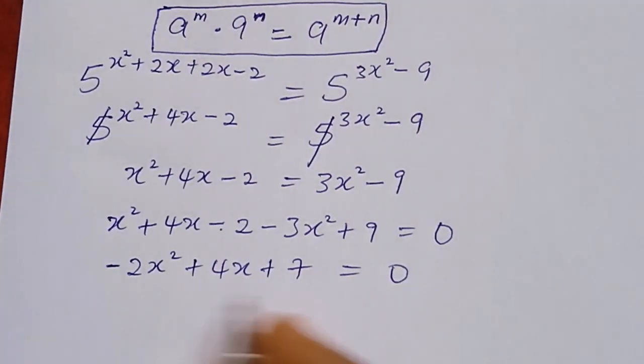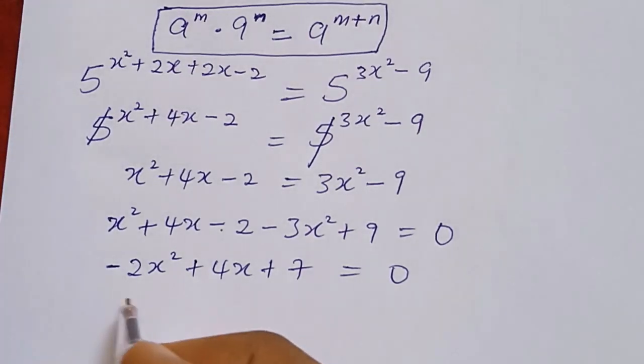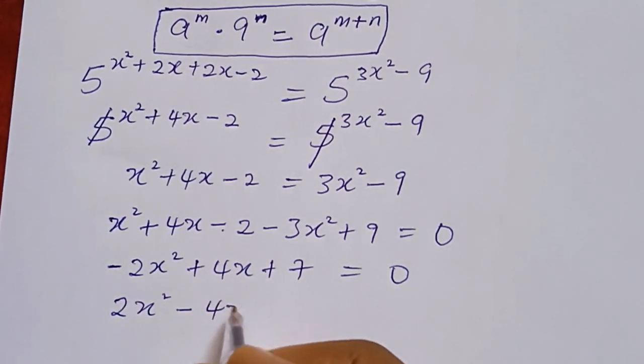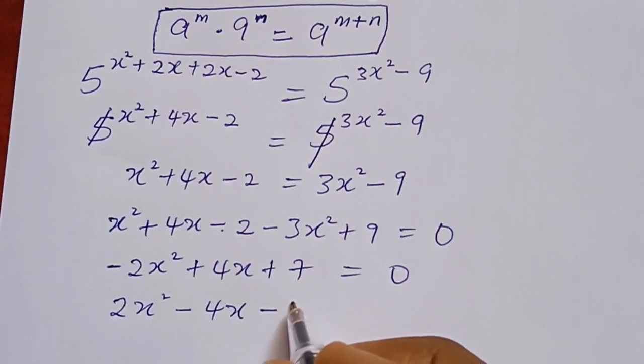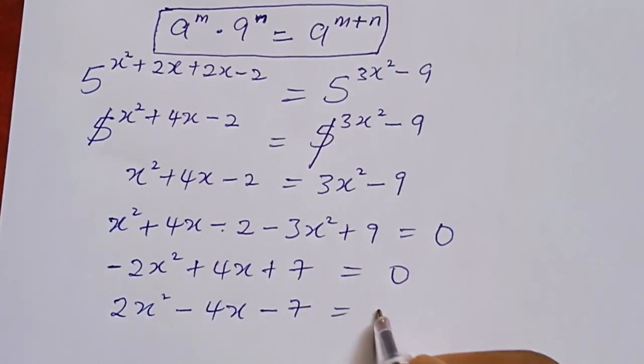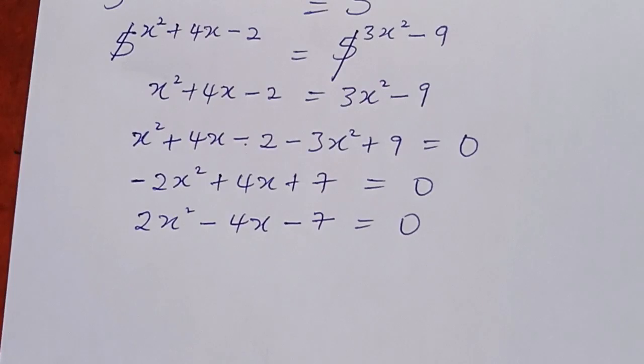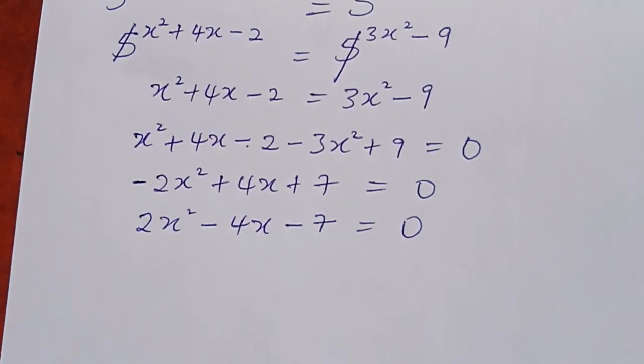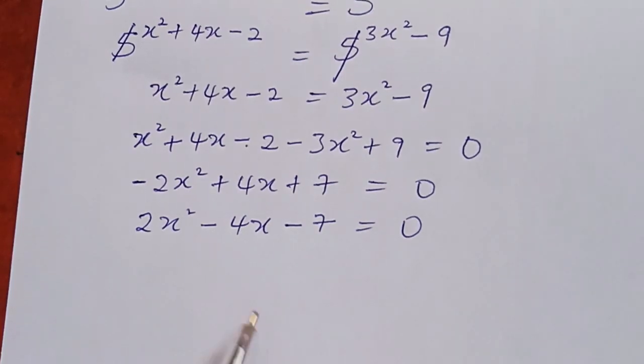So we can rearrange this by multiplying everything with minus sign. We have 2x squared minus 4x minus 7 equals to 0. So we arrive at a quadratic equation. So the expression leads us to a quadratic equation, and this quadratic equation will be solved using the quadratic formula.